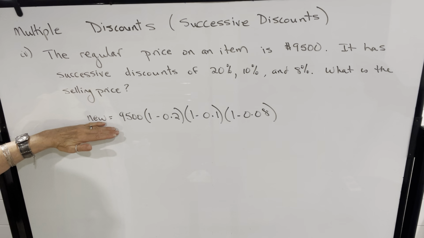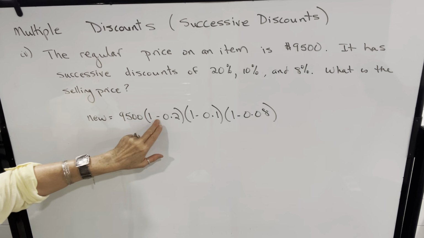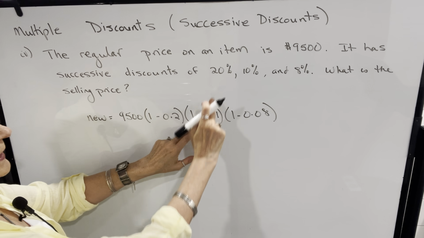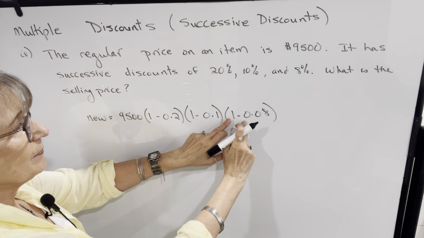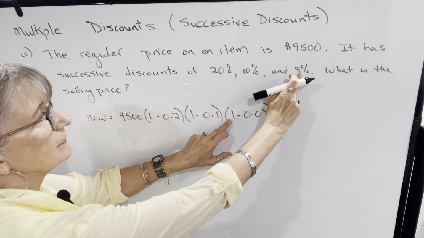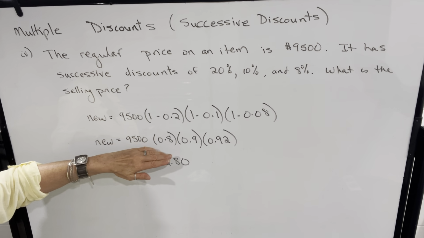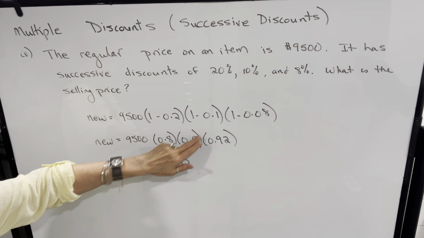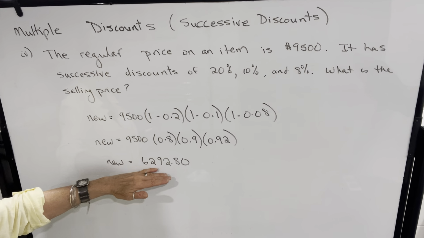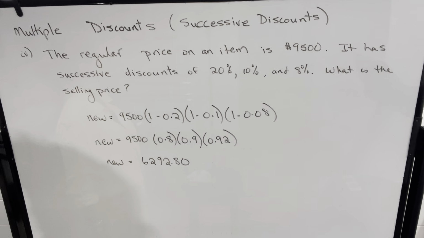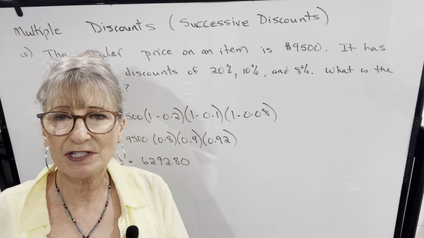So my selling price or my new price will be the original or the old $9,500 times 1 minus 0.2 times 1 minus 0.1, 10%, times 1 minus 0.08, 8%. Let's simplify these values. So 9,500 times 0.8 times 0.9 times 0.92. And when I multiply all of that out, I get $6,292.80.